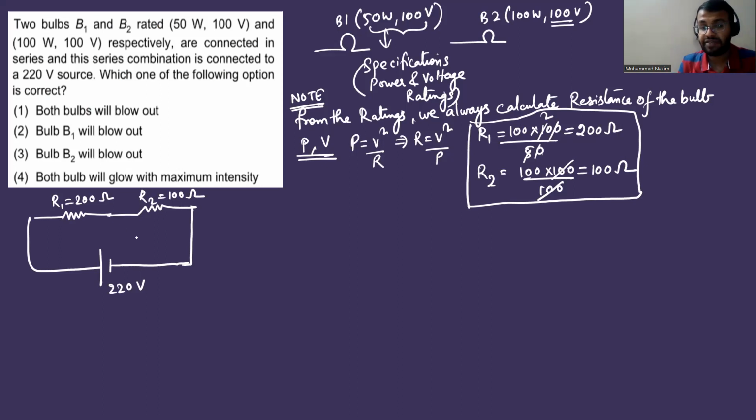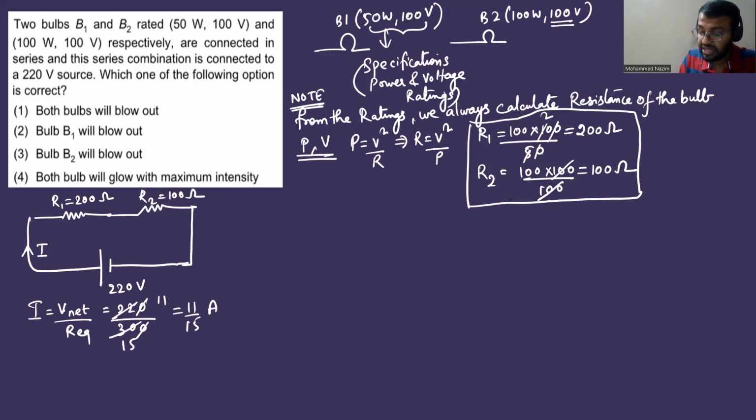What I do with the circuit, I find the net resistance and I find the current supplied by the cell. So what is the current supplied by the cell? The current supplied by the cell will be equal to the total voltage by the total resistance. Total voltage is 220 volt and the total resistance is 200 plus 100, which is 300 ohms. So the zeros will cancel, 2 elevens are 22 and 2 fifteens are 30. So 11 by 15 ampere will be the current supplied by the cell.